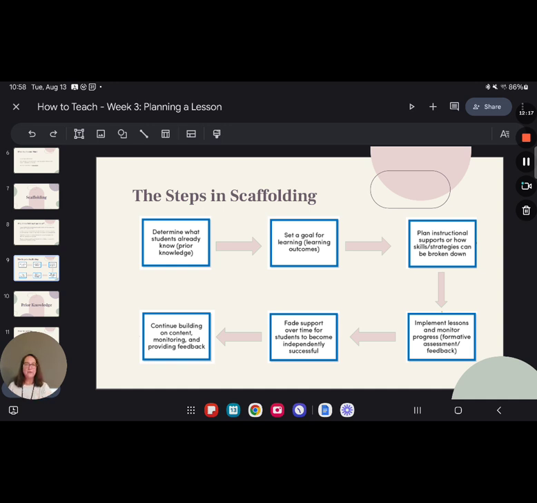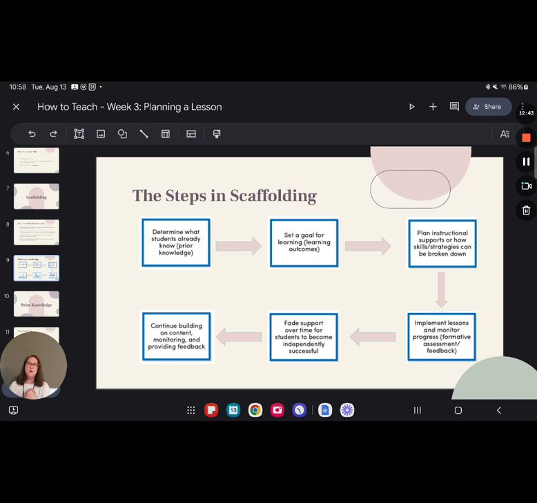You will follow similar steps when establishing a lesson for your learners. The next step is implementing your lessons and monitoring progress. So formative assessments, which we'll talk about in a future lesson, but you will have lessons, you will walk your students through those lessons, and you will monitor their progress. This is the fifth step.